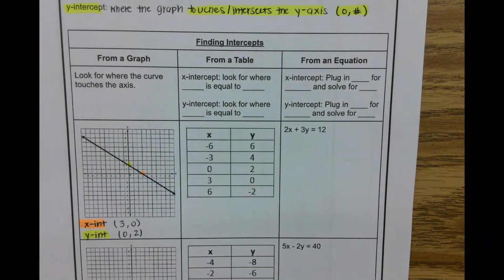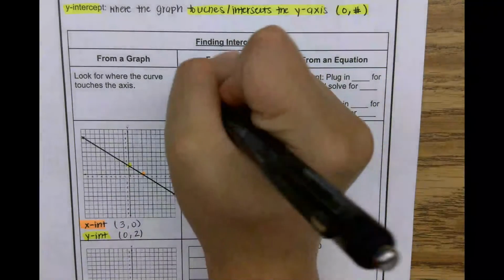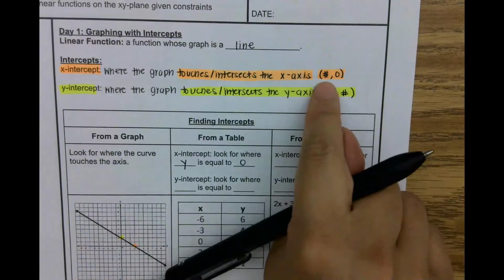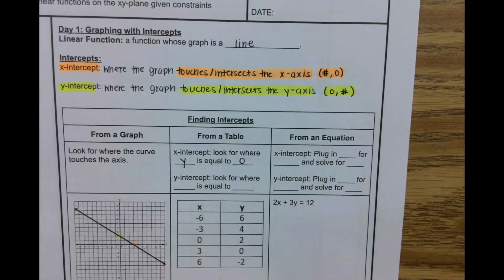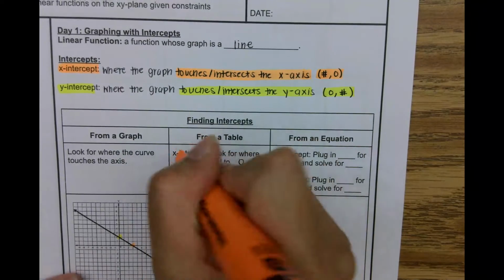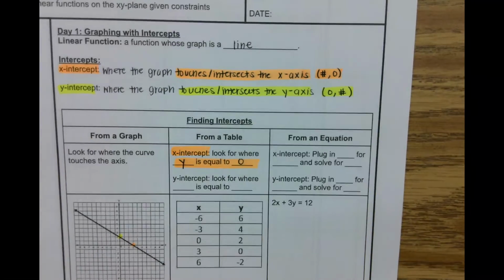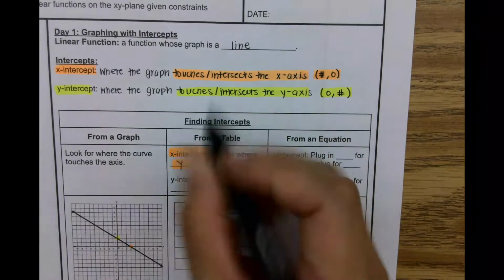When we look for it in a table, for the x-intercept, we're going to look for where y is equal to 0. We saw that earlier, x-intercept: number, comma, 0. The 0 here is in the y position. And for the y-intercept, our x is where it is 0.